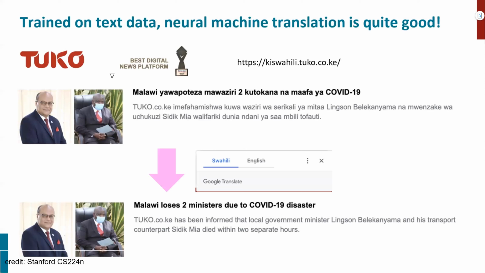And trained on text data, neural machine translation is quite good nowadays. As you can see here, you can use Google Translator and you can translate any language to another. And just 5 or 10 years ago, the performance of Google Translator was very poor. However, nowadays, the performance is above what we've expected. The translation results are pretty accurate.